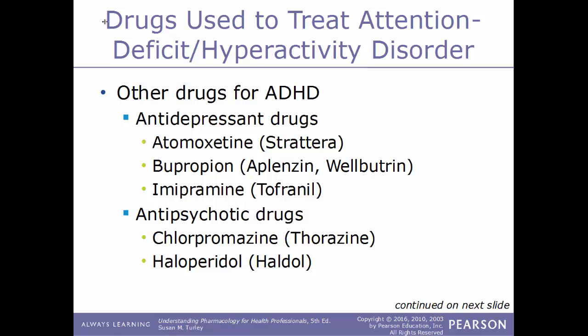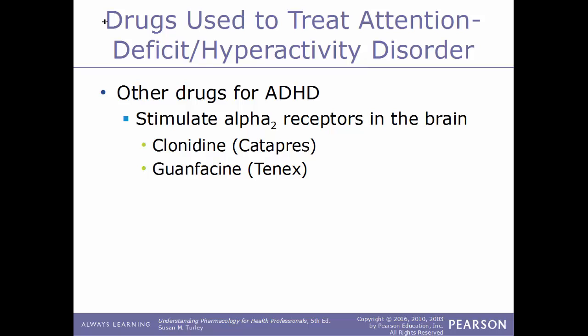Some antipsychotics that could be used to treat ADHD include chlorpromazine, also known by the name Thorazine, haloperidol, known by the name Haldol. Some other drugs that were used to treat ADHD are drugs that will stimulate the alpha-2 receptors in the brain. These include clonidine, known by the brand name Catapres, and guanfacine, known by the trade name Tenex.